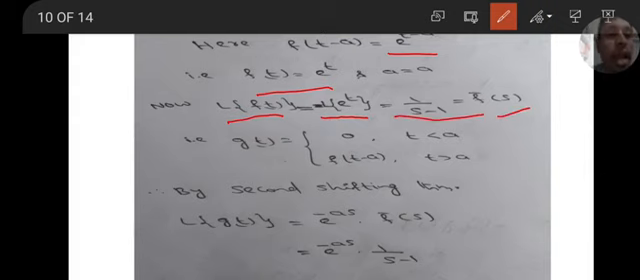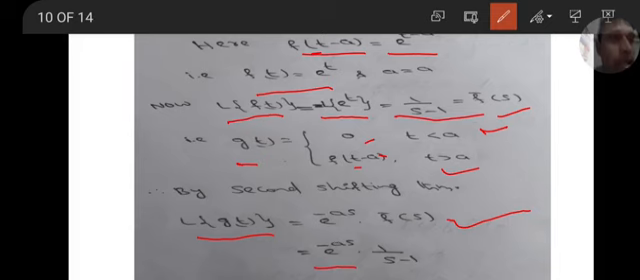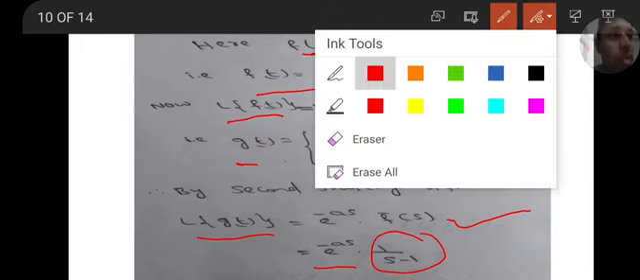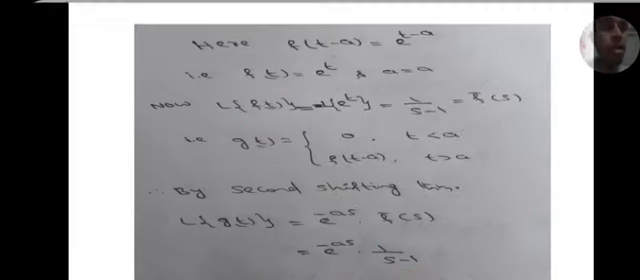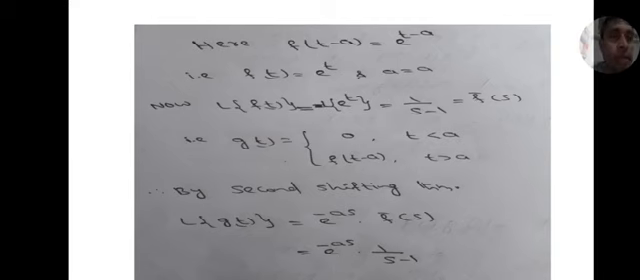And g of t is 0 if t is less than a, and f of t minus a if t is greater than a. e to the power of t minus a can be written as f of t minus a. So by the second shifting theorem, L of g of t equal to e to the power of minus as into f bar s. e to the power of minus as, f bar s means 1 by s minus 1. So e to the power of minus as into 1 by s minus 1. It is the formula.